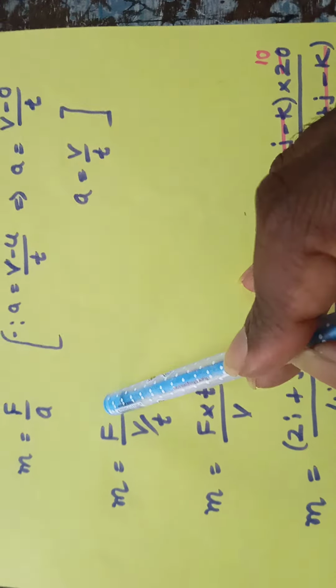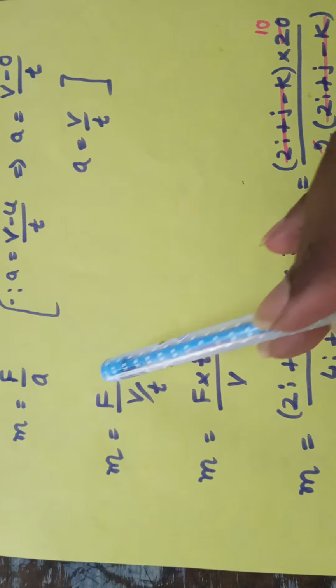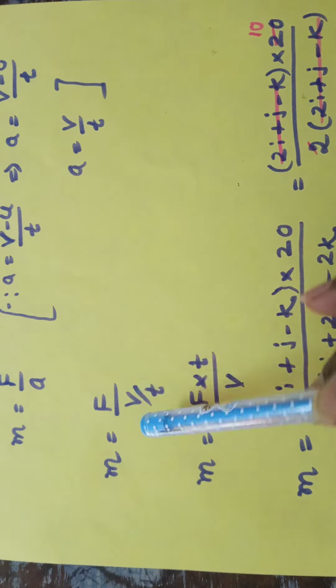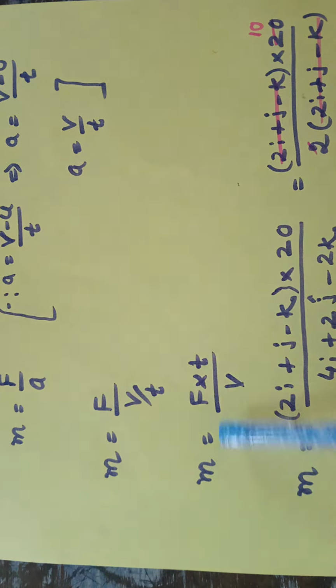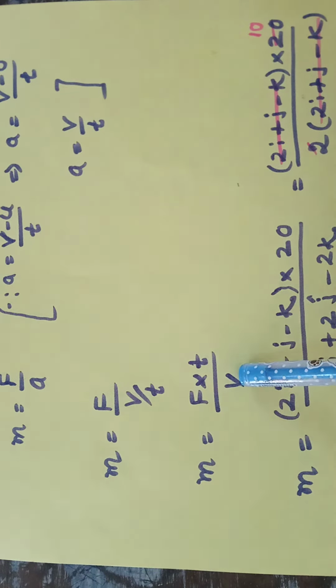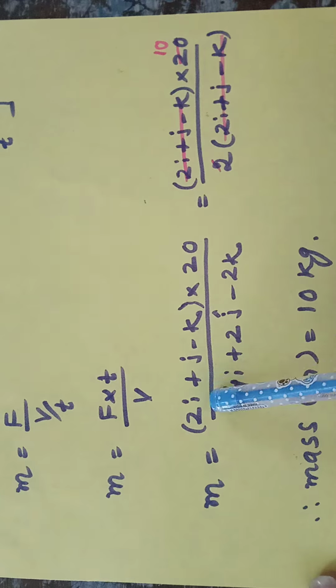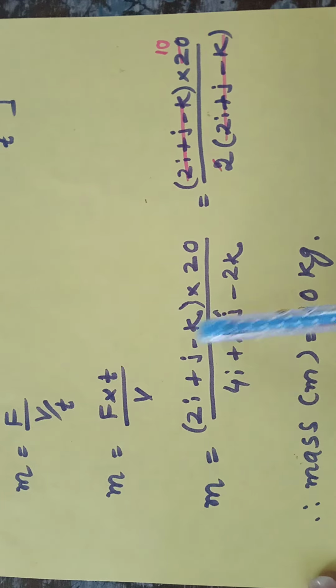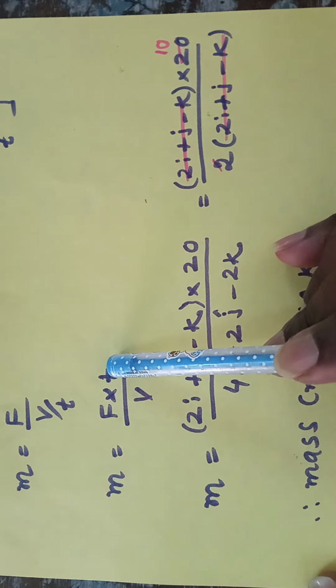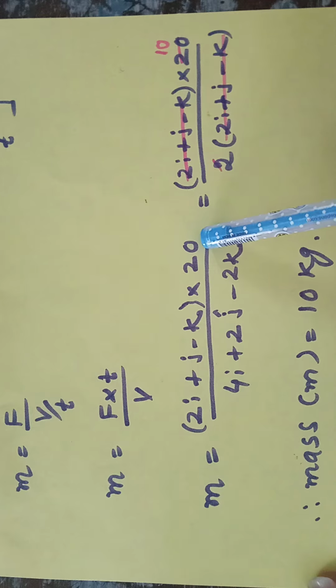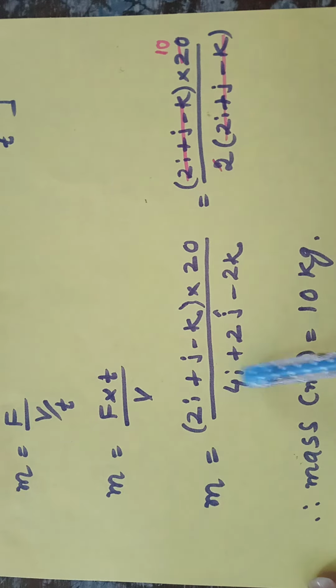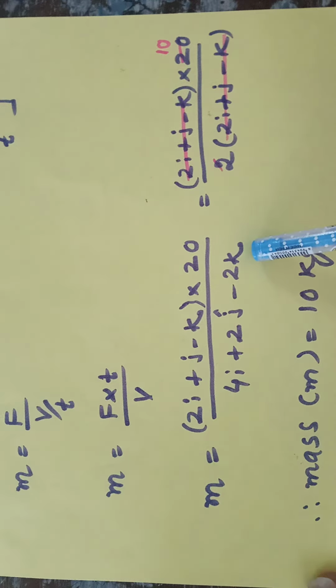Now F is equal to ma, so m is F by a. In place of acceleration, substitute a is equal to v by t. So t goes to the numerator: F multiplied with t, and the denominator is v. So m is equal to F into t by v. What is the F value, sir? 2i plus j minus k. F value multiplied with t, time taken 20 seconds, by v, the final velocity 4i plus 2j minus 2k.